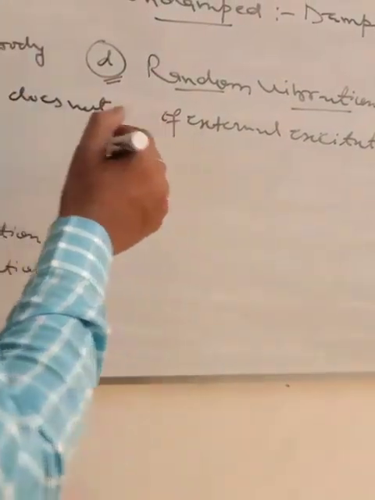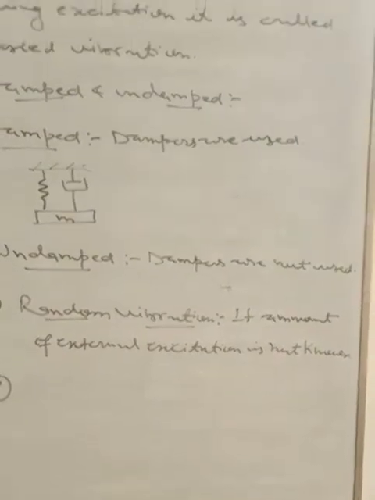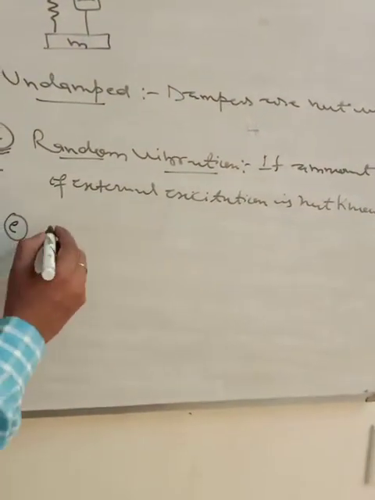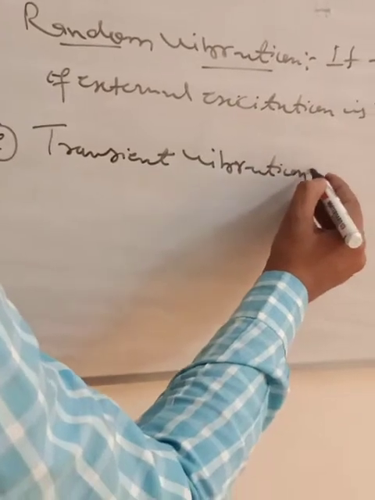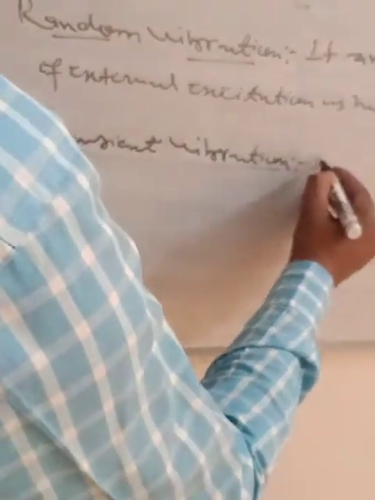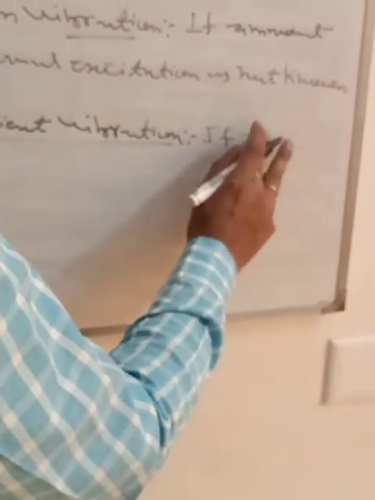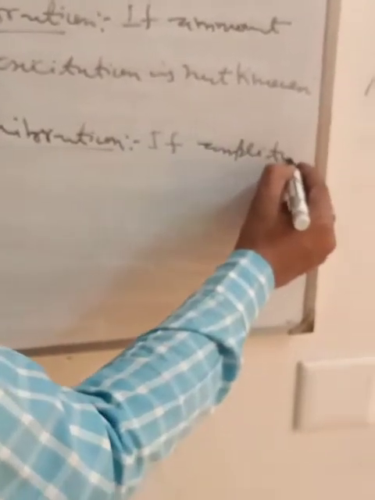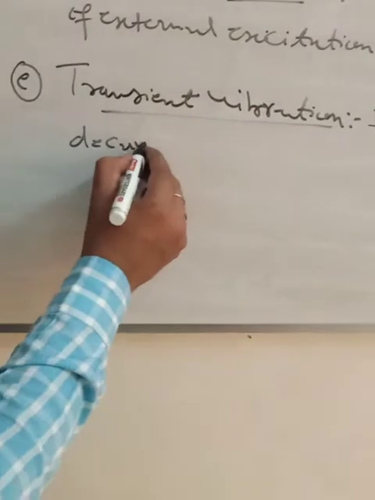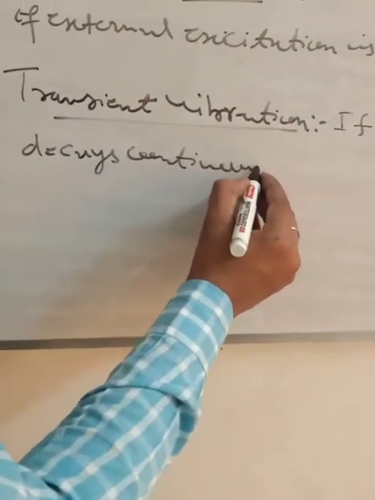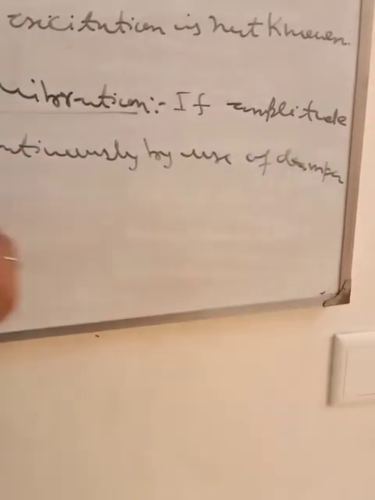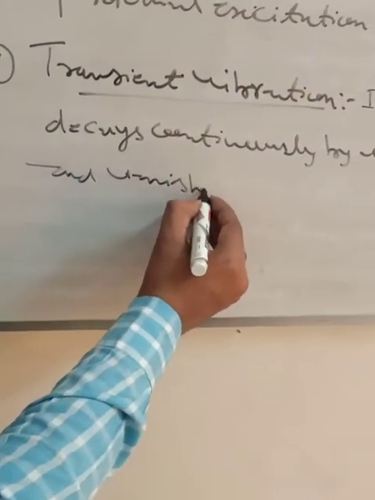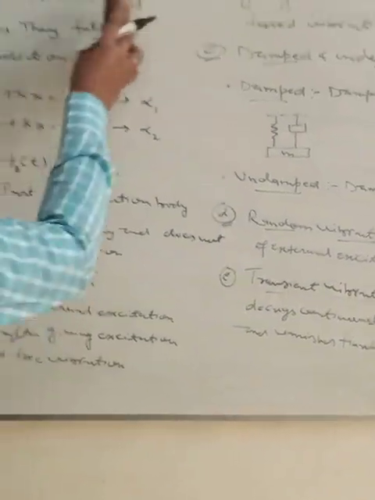Next is transient vibration. If the amplitude decays continuously by use of a damper and finally finishes, then the vibrations are known as transient vibrations.